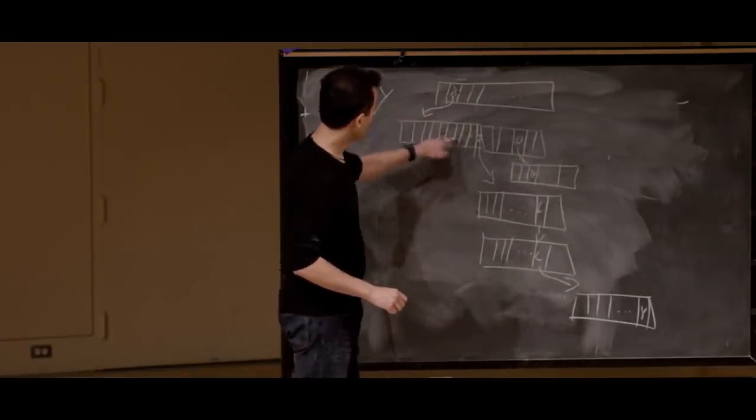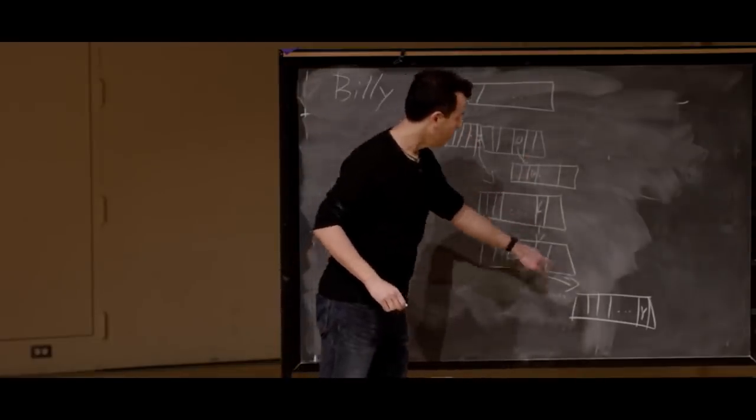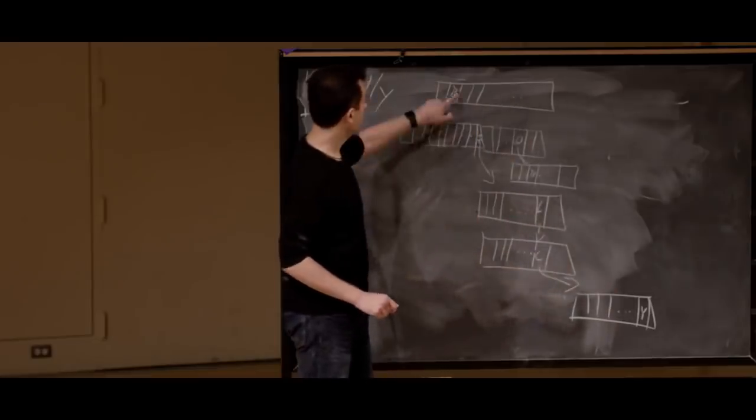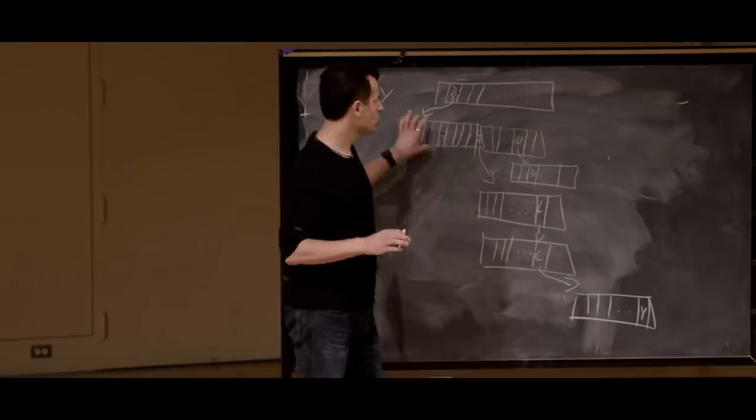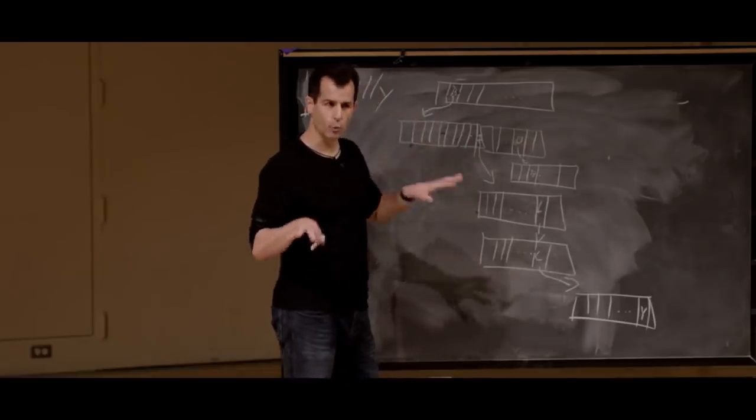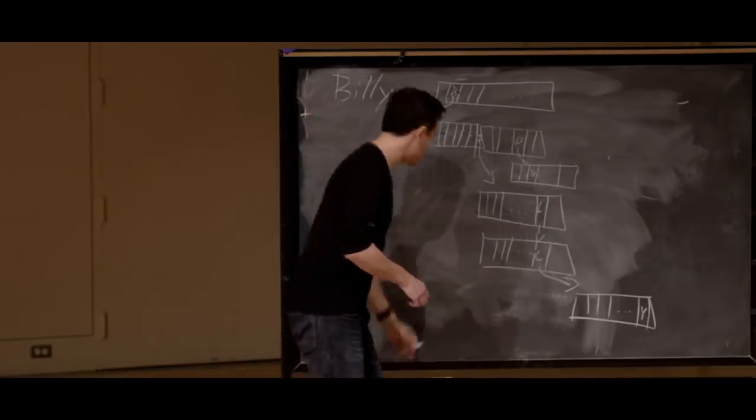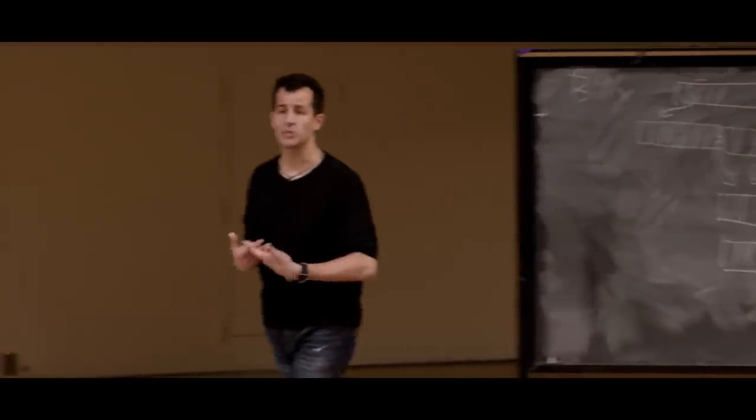So B, I, L, L, Y. Or you can follow a different route, B, O, B. So we can start to reuse some of these arrays. That's where you start to get some of the efficiency. Anytime names share a few letters, you start reusing those same nodes. So it's not super, super wasteful.